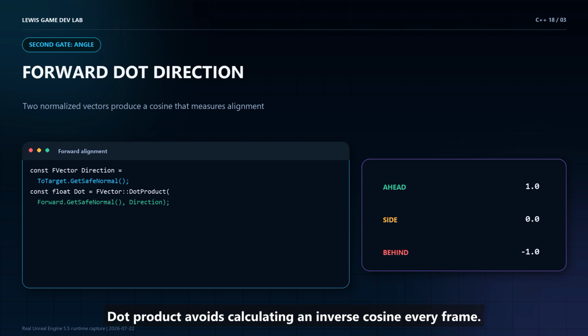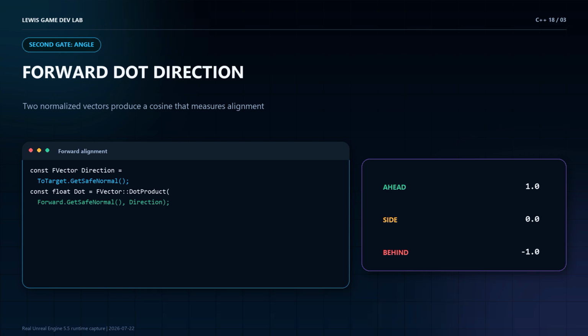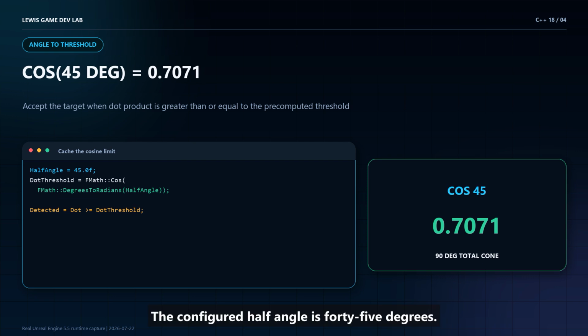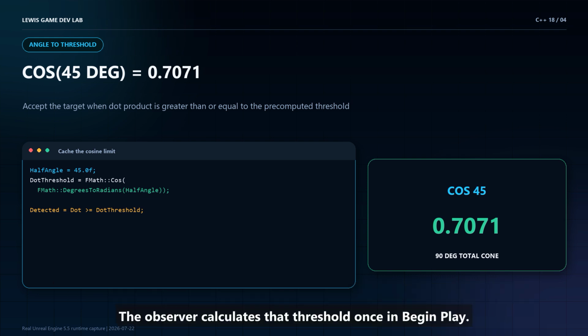Dot product avoids calculating an inverse cosine every frame. Once the angle limit is converted into a cosine threshold, detection becomes one inexpensive comparison. The configured half angle is 45 degrees. Cosine of 45 degrees is approximately 0.7071. The observer calculates that threshold once in begin play.